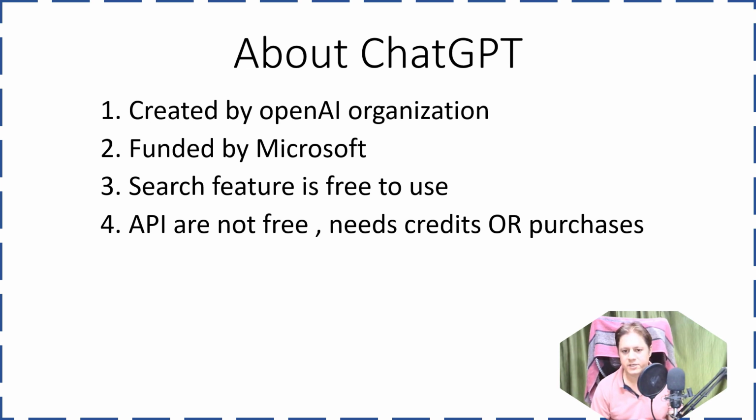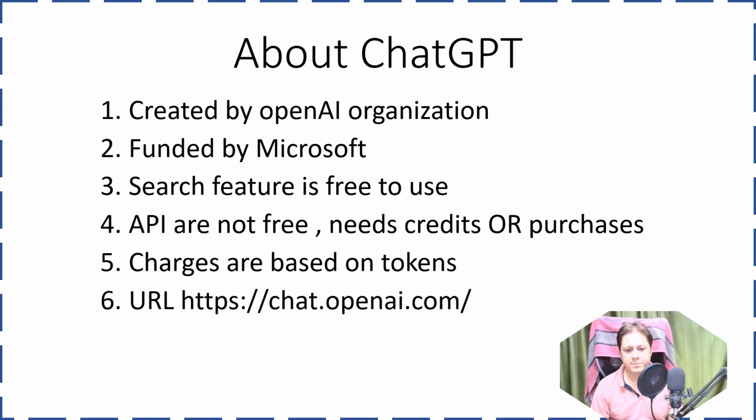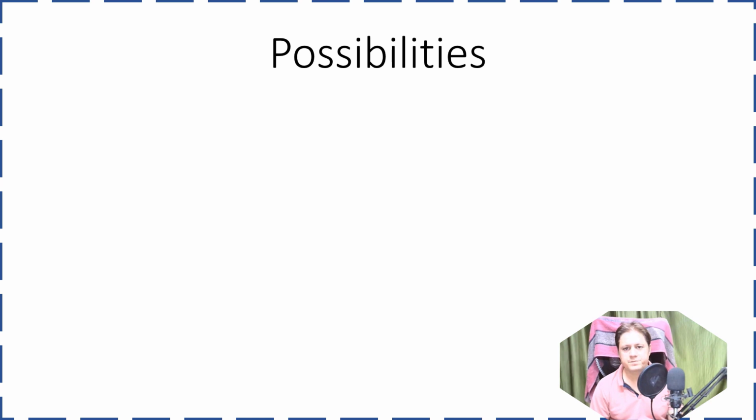I have explained everything in the upcoming videos also. Charges are based on tokens, so you need to understand what tokens are. I have explained what tokens are in forthcoming videos also. This free-to-use search feature, the URL is given here. It is https://chat.openai.com. You can go to this URL, create the account and start using it.